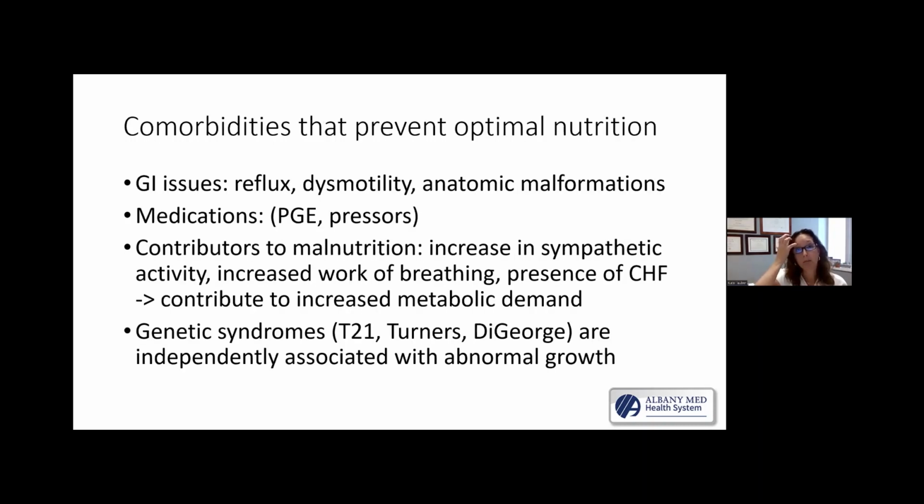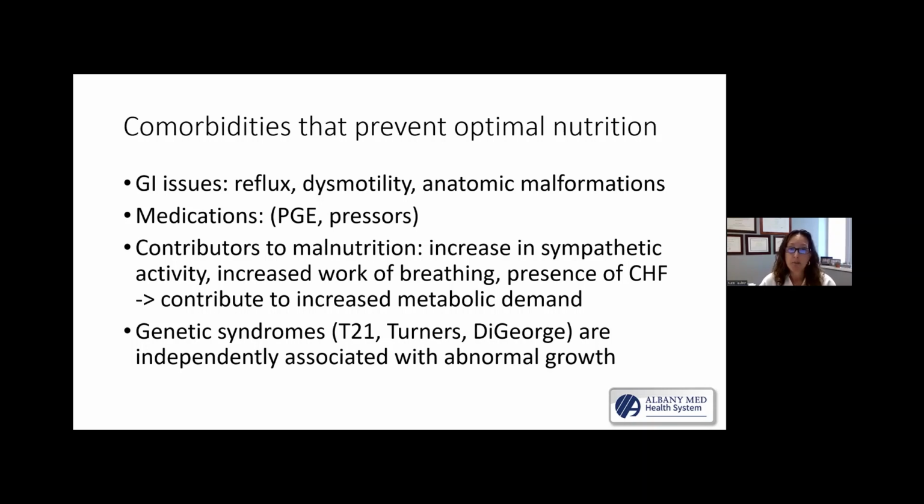So some of the comorbidities that prevent optimal nutrition in these infants are gastrointestinal issues, so things like reflux, dysmotility, anatomic malformations. Sometimes these are midline defects, and so they will have renal, GI, and cardiac malformations as part of a syndrome. Some medications can prevent that. So if they need to be on prostaglandins or they need to be on hemodynamic support like epinephrine or dopamine.